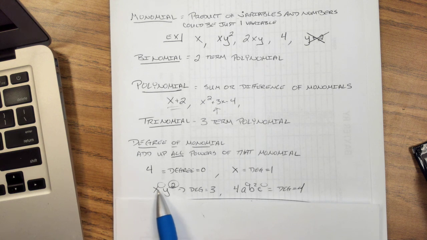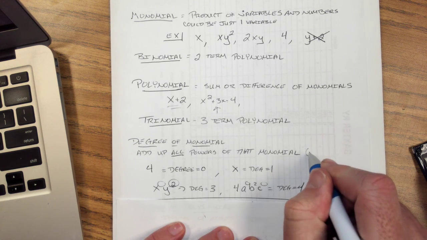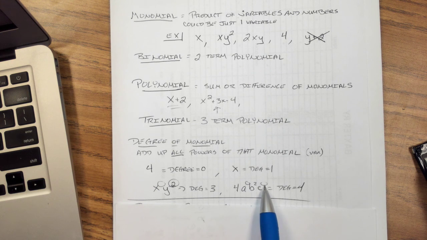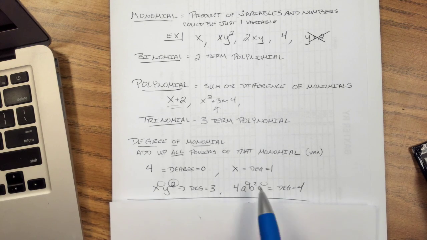Now look at this one. Here's a product. This is a monomial. This has an exponent of 1, exponent of 2, so that would be a degree of 3, adding up all the powers of that monomial. Maybe even you want to put the word variable in here. Think variables only. So we'll go to this one. 4ab squared c. 4 is not a variable, so it doesn't count. Variable, exponent 1. Variable, exponent 2. Variable, exponent 1. So that gives us a degree of 4. So the degree of a monomial, I take the powers on the variables and add them up.